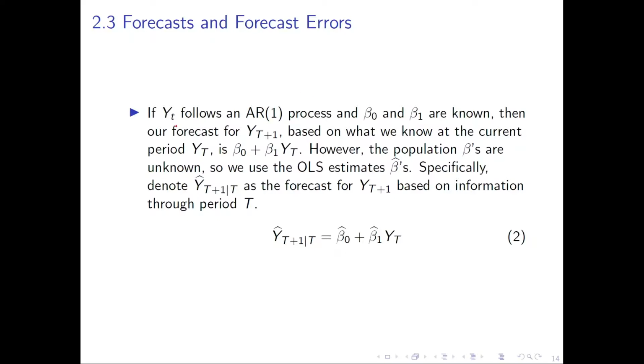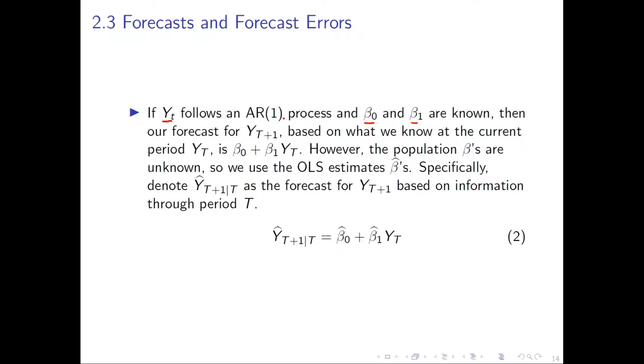Let's say that we have a process, Y_t, that follows an AR(1) process. This means that it's following an autoregressive process of order 1, which means that we have one lag. So Y_t is only dependent on Y_{t-1} and not any further lags like Y_{t-2} and so on into the past. And let's say that the population regression coefficients, or the population model coefficients, are known.